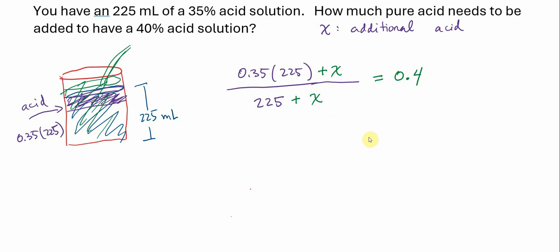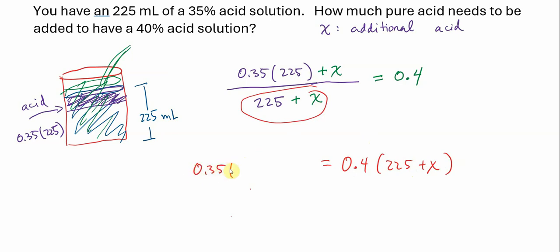All right, so now from here, we have a pretty nice equation that we can work with, and I'm going to solve it from here. Okay, so I'm going to multiply everything by this denominator. So I'm going to get 0.4 times 225 plus X. And on the left side, everything remains the same, 0.35 times 225 plus X. They look kind of the same, they sound kind of the same, but they're quite a bit different. Okay? So now let's do all of the extra work here.